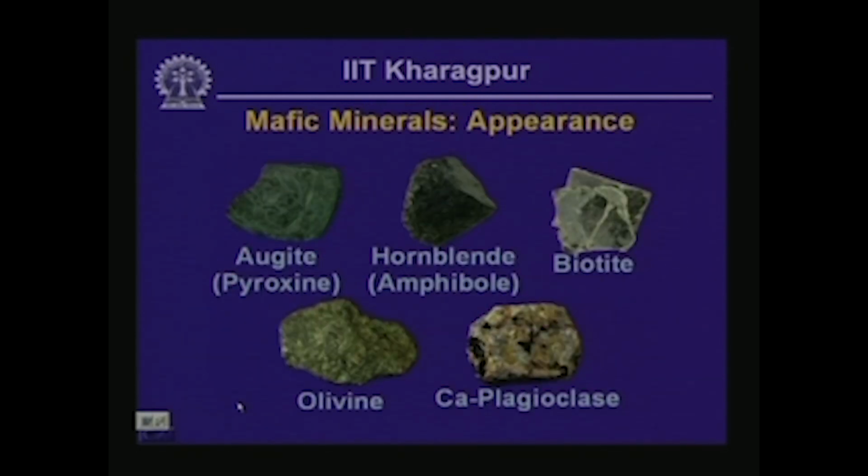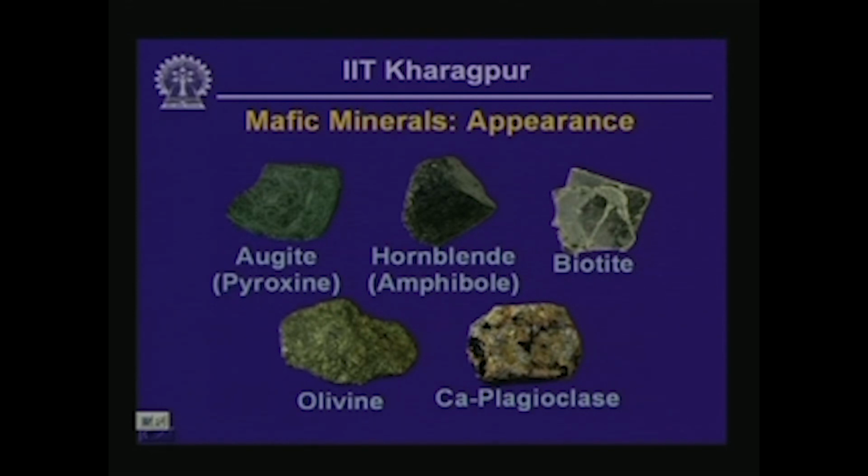Now, these are the pictures of rocks composed of mafic minerals as they appear. The one on the top left is augite or pyroxene, then the one in the middle is hornblende, then on the top right is biotite, bottom left is olivine, and bottom right is calcium plagioclase.